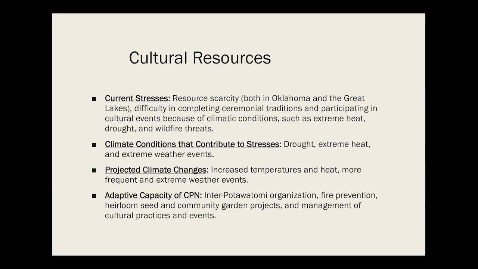In terms of adaptive capacity, the tribe's cultural resources staff are working hard to increase the ability to source resources from other regions through an inter-Potawatomi organization of affiliated Potawatomi tribes. Also, as the tribe considers expanding its current fire prevention and management strategies, it will also include greater levels of education for tribal citizens on how to safely practice tribal traditions with the use of fire during drought and heat events. Tribal staff have already begun the process of collecting heirloom seeds and reproducing important species through community garden projects.